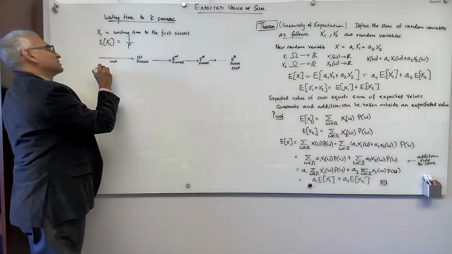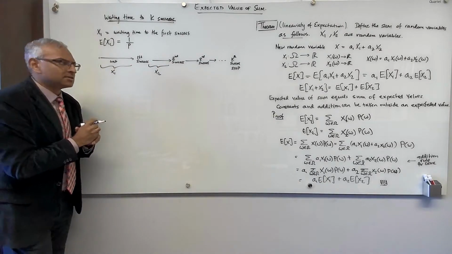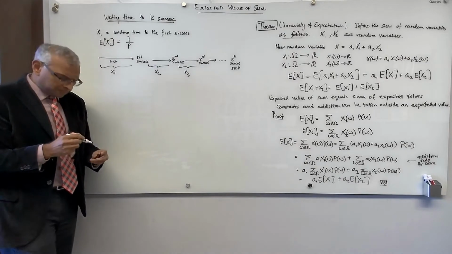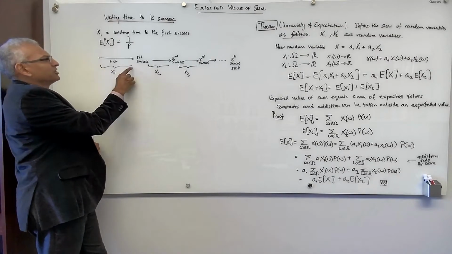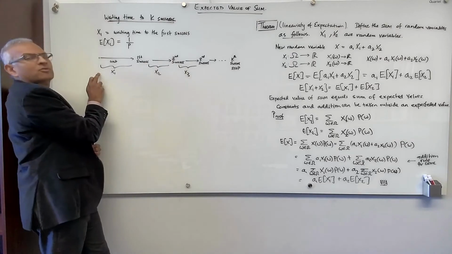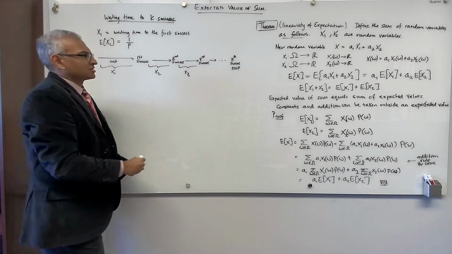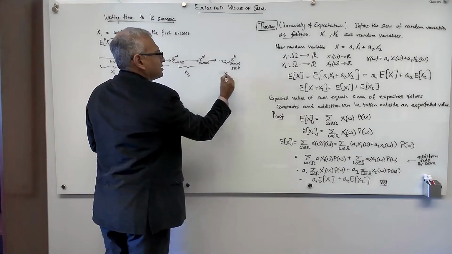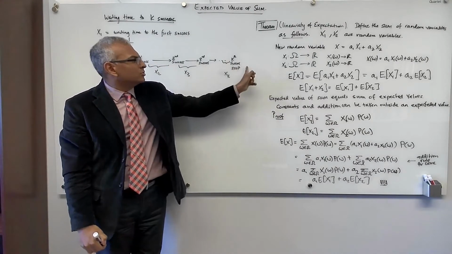So let us say that you wait a time x1 for the first success, and then you wait a time x2 for the second success, and then you wait a time x3 for the third success. Now let me be precise here. So the time x1 is the time you wait for the first success. The time x2 is the additional time you wait for the second success. It's not the time from the beginning. And the time x3 is the additional time from the second to the third success. And then you wait a time xk, which is the additional time you wait from the (k minus 1)th success to the kth success.